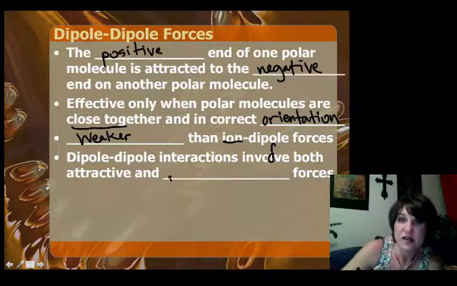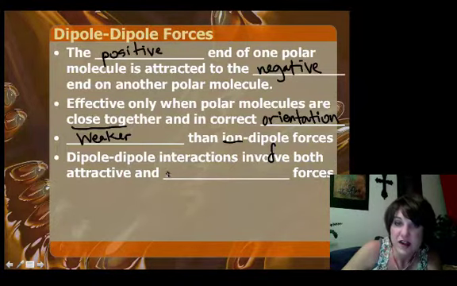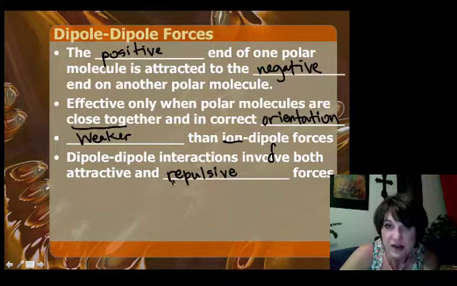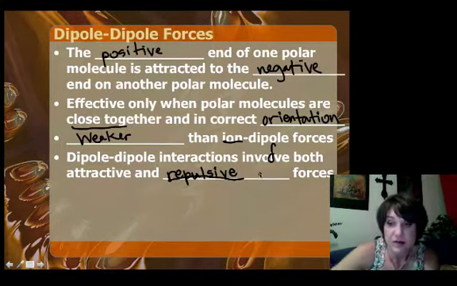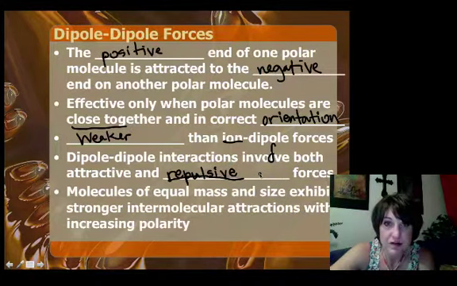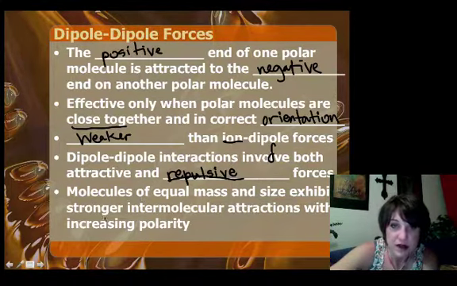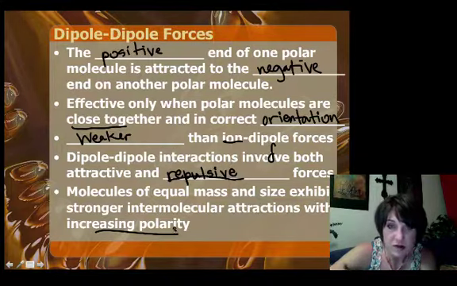Dipole-dipole interactions are going to involve both attractive and repulsive forces. This is another thing that weakens the dipole-dipole intermolecular force, is that when you get the wrong ends lined up together, they repel one another. So the molecules of equal mass and equal size would exhibit stronger intermolecular attractions when the polarity of that molecule is increased.